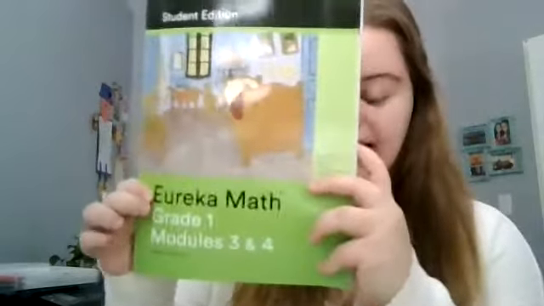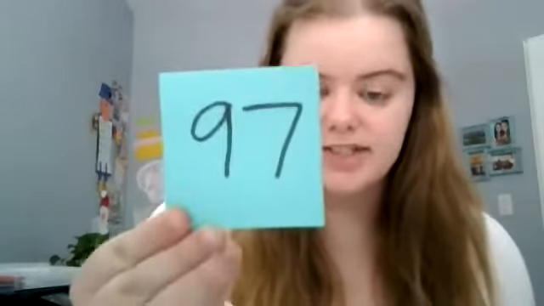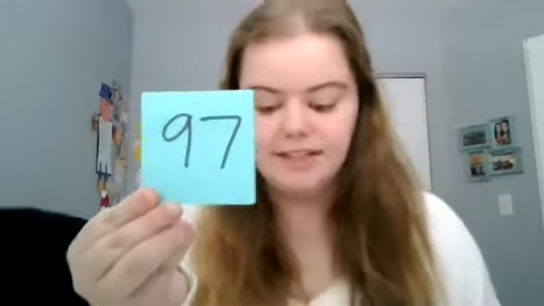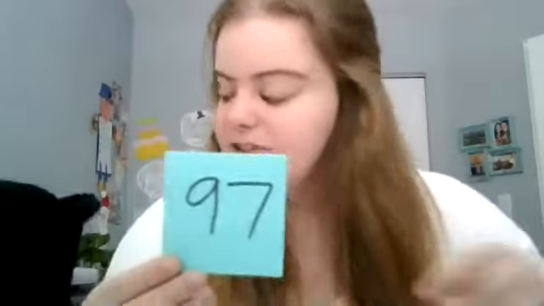So please find your green math book with the 3 and 4 on it. And the page that we're working on today is page 97. Here's what it looks like. It's a 9 and a 7. So please find this page, and then you will also need a pencil today.